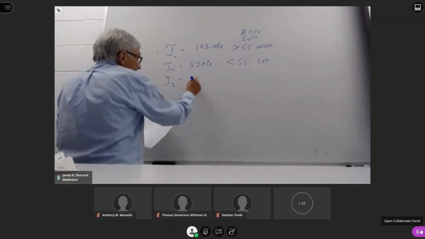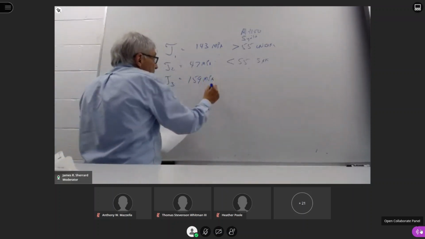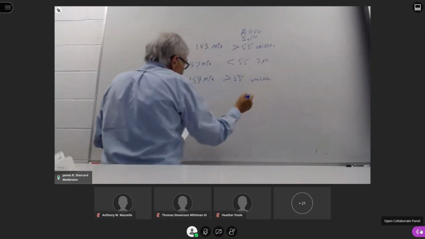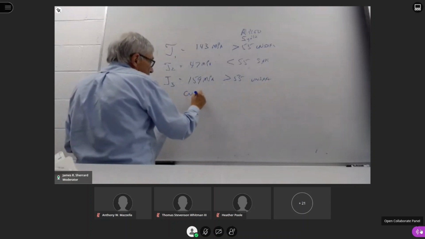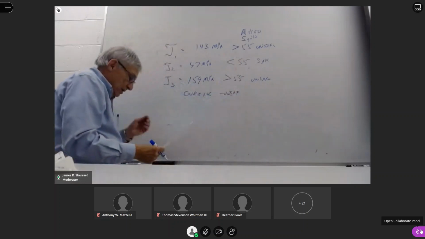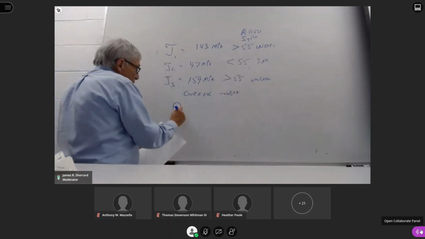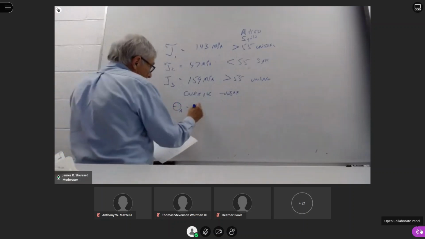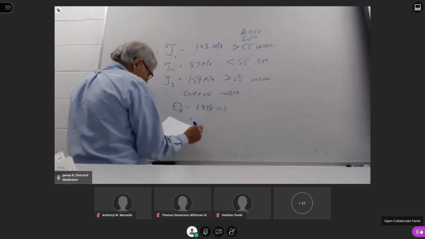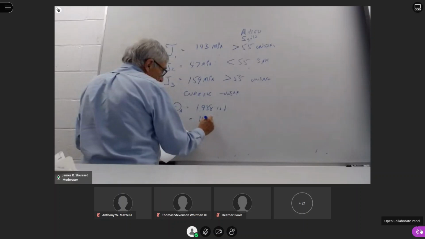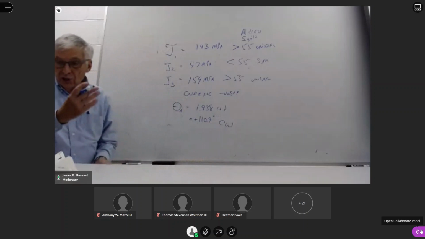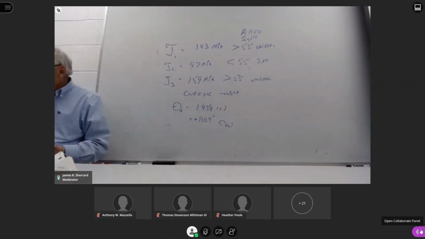Torque 3 was 159 megapascals. Of course, this is greater than the 55, so unsafe. So overall, unsafe, in any section. And for the final, for the rotation of plane A, I had that come out to be 1.938 radians, which resulted in 110.9 degrees. And since this is positive, this was a clockwise rotation, which is what we have. Okay.